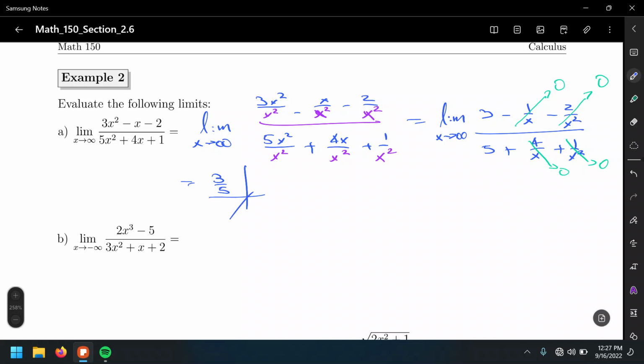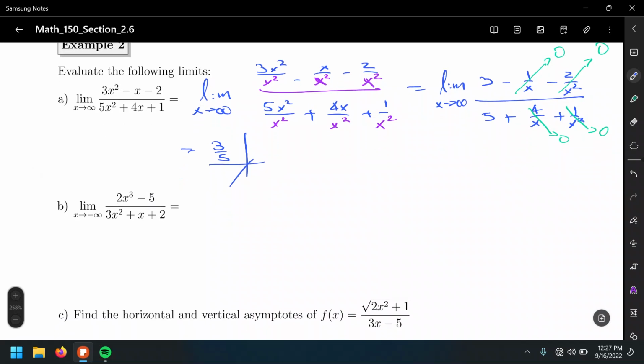Well, that's the limit at infinity, and graphically that happens to be the equation of the horizontal asymptote. Let's look at another example. What do we have? The limit as x approaches negative infinity of the quantity 2x cubed minus 5 over 3x squared plus x plus 2.